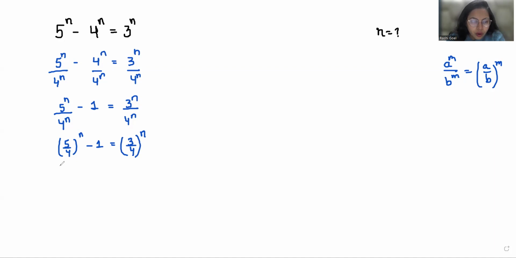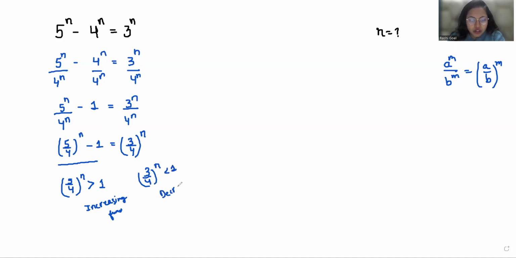If we talk about the left hand side, we can see that (5/4)^n, when we subtract 1, gives a positive number. So we can say that (5/4)^n is greater than 1. That means it is an increasing function. And when we take this negative 1 to the other side, (3/4)^n is less than 1. So that means it is a decreasing function.